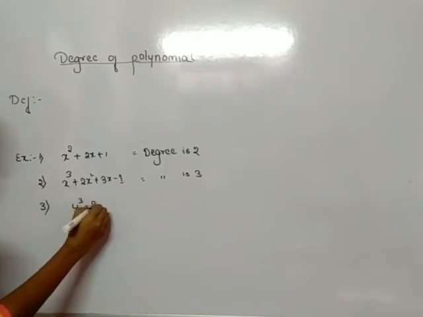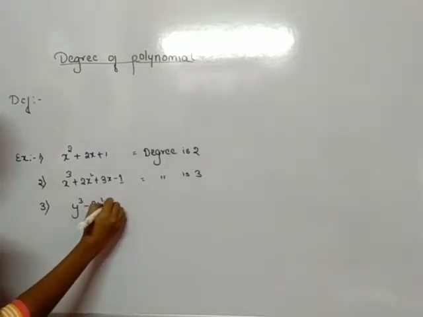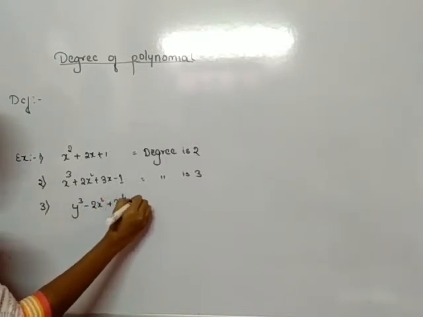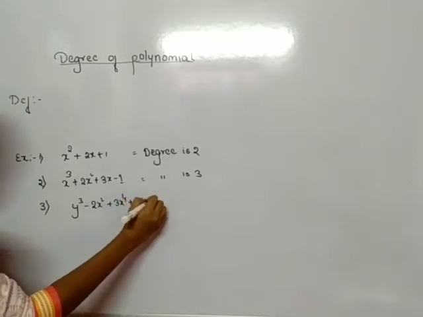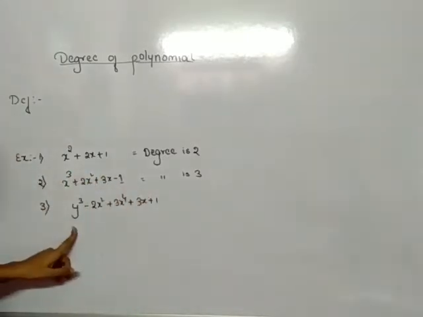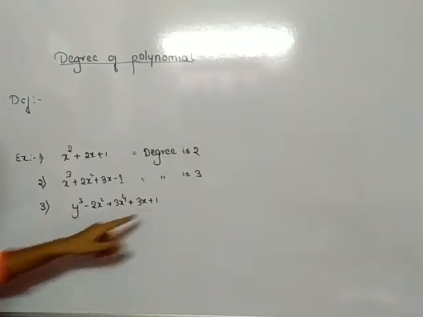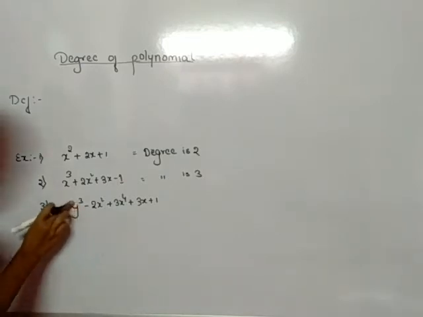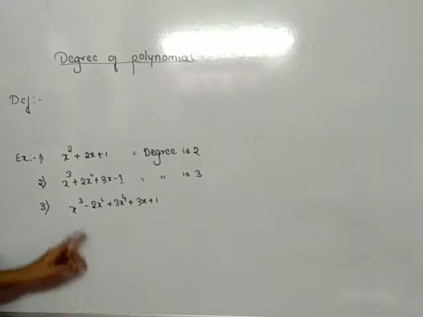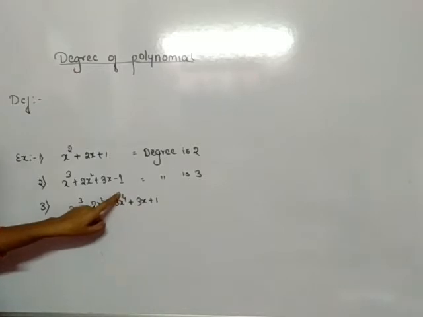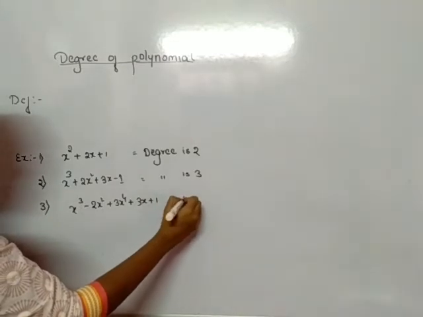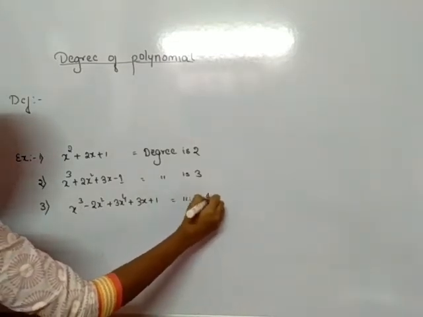x cube minus 2x squared plus 3x raised to 4 plus 3x plus 1, right? It is a polynomial which has 1, 2, 3, 4, 5 terms, isn't it? In this polynomial, these all are x, right? The highest power of the variable is 4. So, therefore, the degree of this polynomial is 4. We write here degree is 4.